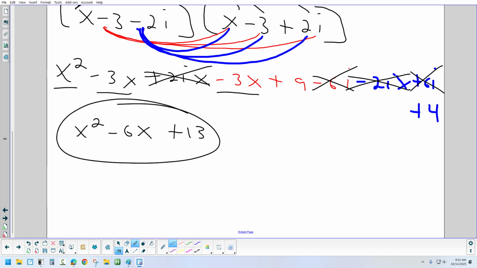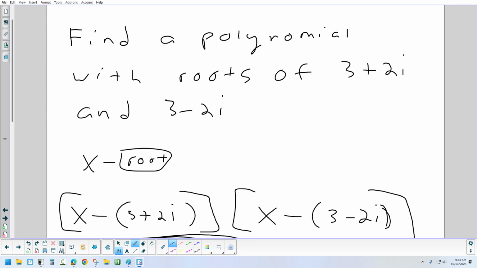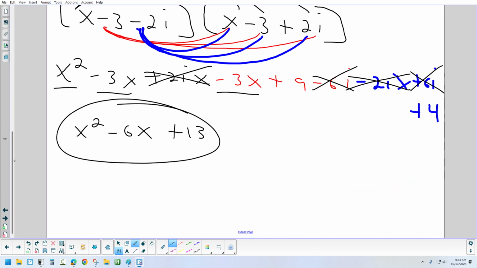There's a polynomial, that's a quadratic, and the two roots are 3 plus 2i and 3 minus 2i. So now if you use the quadratic formula on that, those should be the two answers you get. All right. Any questions on that?